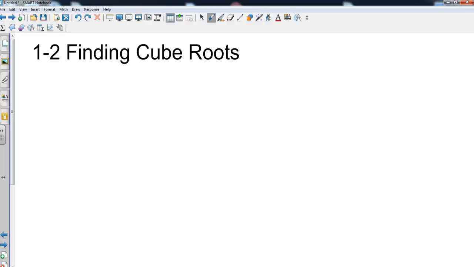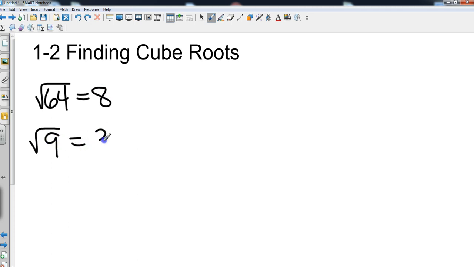Okay, so we are in Algebra Chapter 1, Section 2, Finding Cubed Roots. We're very familiar with square roots. If I wanted to ask you the square root of 64, you could tell me that's 8. Or the square root of 9, you would tell me that's 3. What if I asked you to find the cubed root of the number 8?